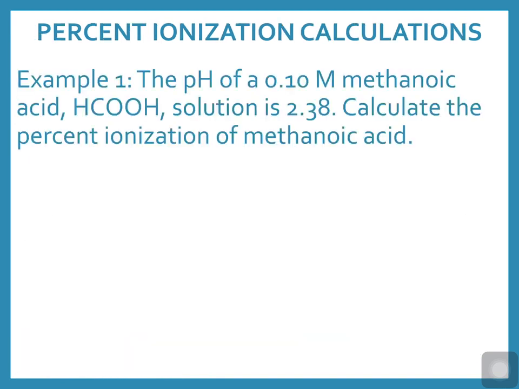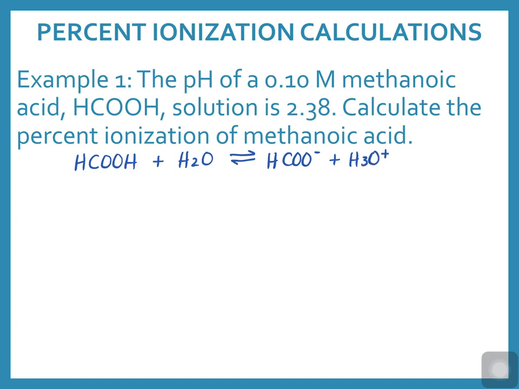Okay, so an example of a calculation that we would do. The pH of a 0.1 molar methanoic acid solution is 2.38. Calculate the percent ionization of methanoic acid. So if we take a look at the formula for dissociation, when it's in water, some of it will become that and some will become hydronium ion.